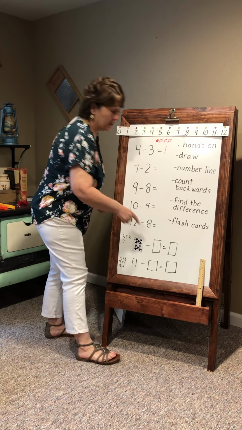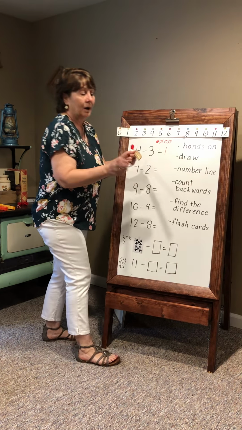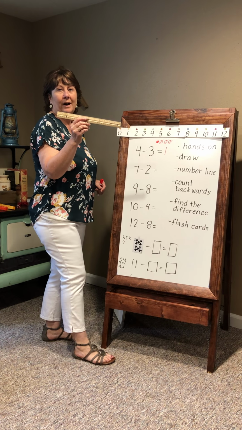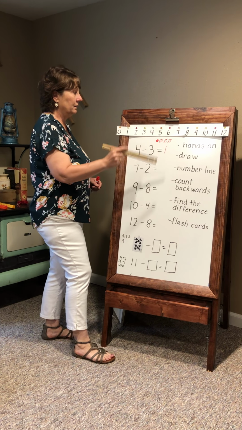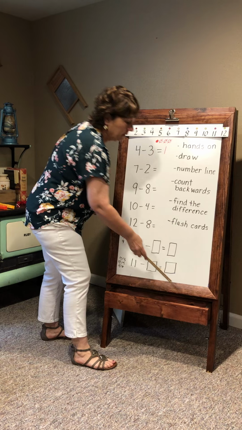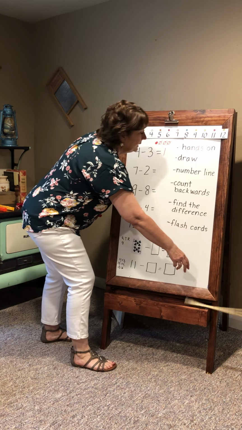If you don't have a number line, a ruler works really well. So you don't even have to create a number line if you want to do this kind of a strategy.